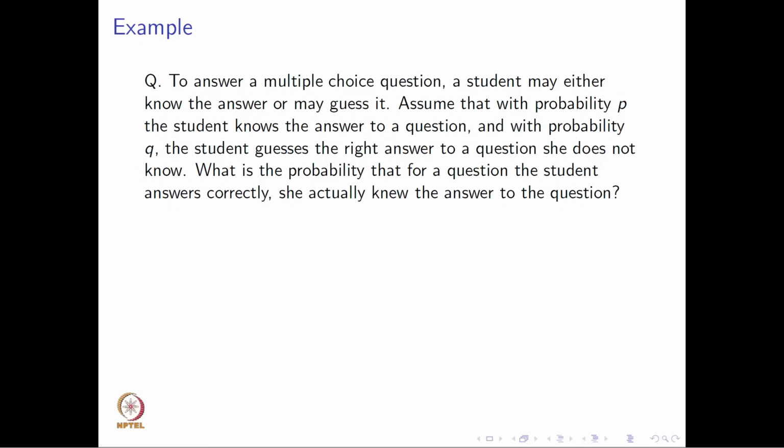To answer a multiple choice question, a student may either know the answer or may guess it. Assume that with probability P, the student knows the answer to a question, and with probability Q, the student guesses the right answer to a question she does not know. What is the probability that for a question the student answers correctly, she actually knew the answer to the question? Again, pause the video here and try solving the problem yourself.